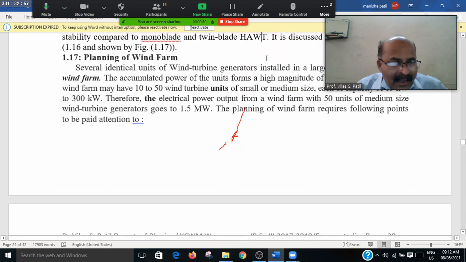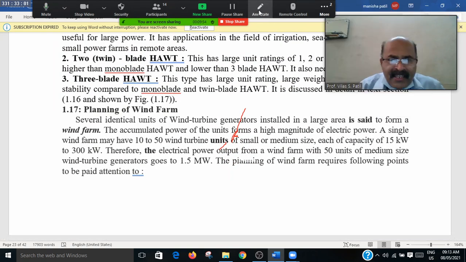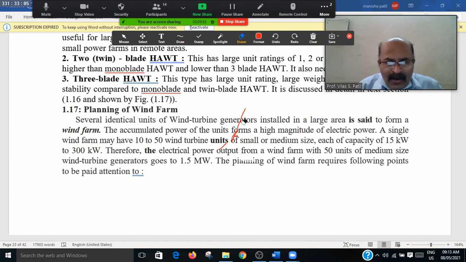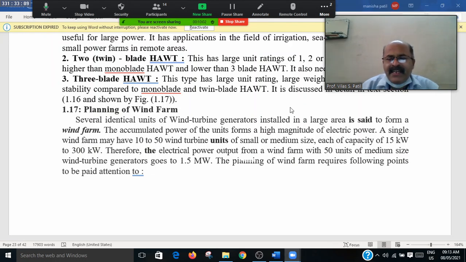Now see its applications. Again, we see here what a wind farm is. A wind farm means we fix many small windmills in one place and design a large number of them; it is called a wind farm. Planning of a wind farm: several identical units of the wind turbine generator installed in a large area are said to form a wind farm. The accumulated power of the units gives a high magnitude of electric power, and a single wind farm may have 10 to 50 wind turbine units of small to medium size, each with a capacity of 15 kilowatt to 300 kilowatt.